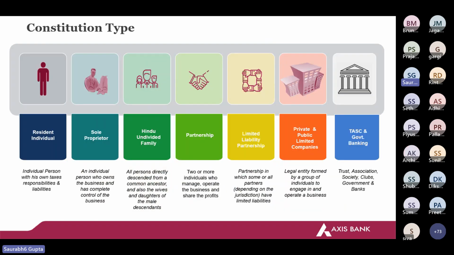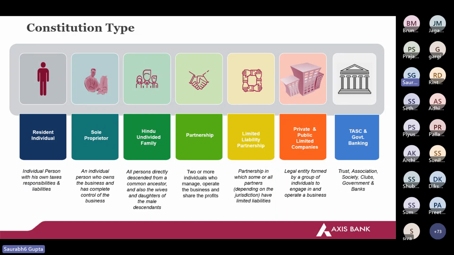So next, there are different categories of customers to whom we are offering the current account. We call them constitutions. So there are different kinds of constitution to which we are offering current accounts. First is resident individuals. These are individual persons who own their own taxes and liabilities. Then there is a sole prop, where a business is registered in the name of an individual, so he is the single owner of the whole business. So that is sole proprietorship.